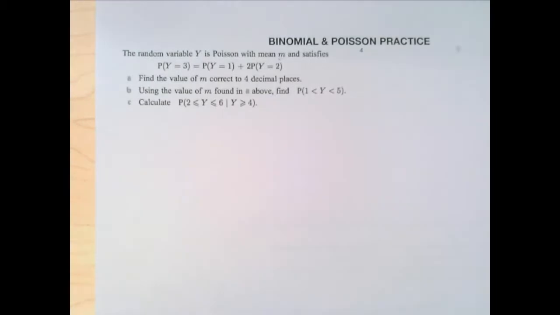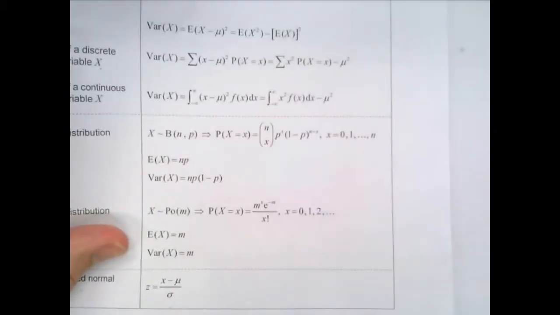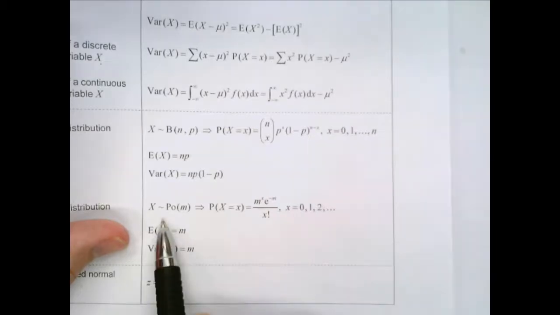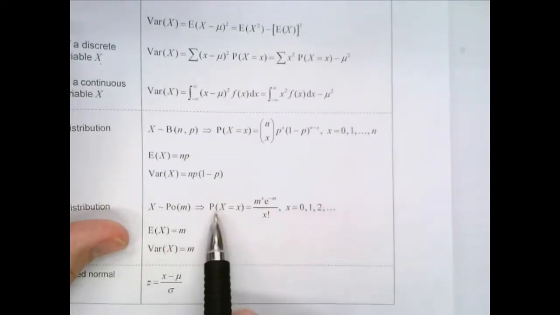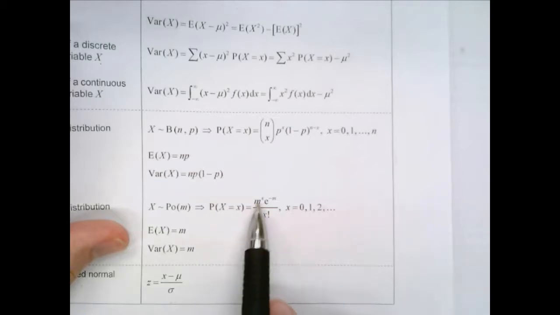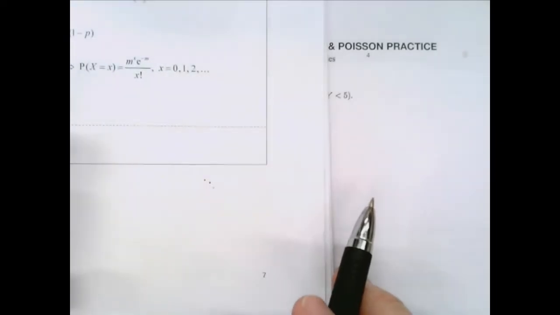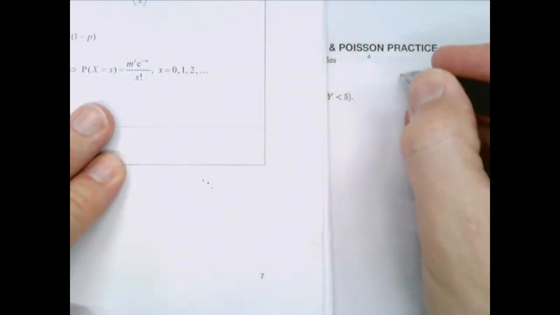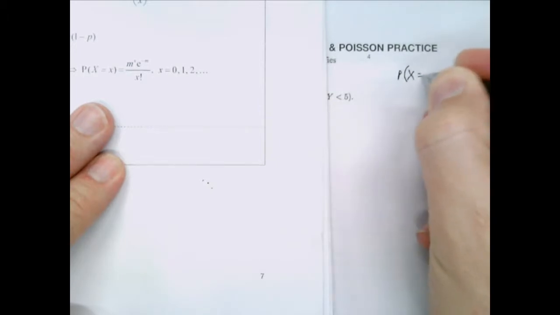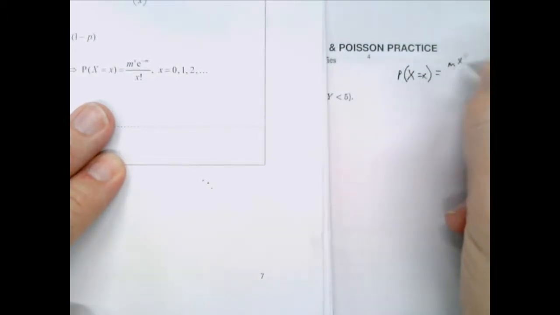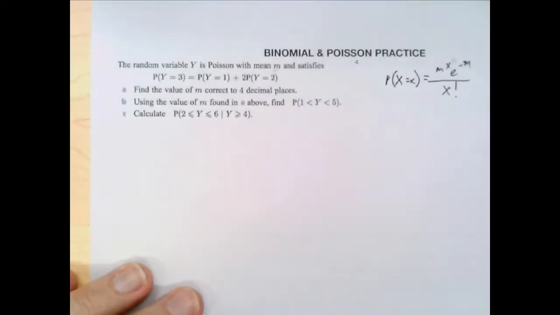Well, I don't know what to do here other than the fact that they gave me the probability of some y's, and so I'm going to see if I've got a formula for that. And yep, there we go, right there. See, this formula right here says that if x is a Poisson distribution, then the probability of x is equal to m to the x e to the negative m over x factorial. So I'm going to put that right up here at the top so that we can see it. I'm going to copy it down. So the probability of x is equal to m to the x e to the negative m all over x factorial. Okay? And so let's then see if we can use this.